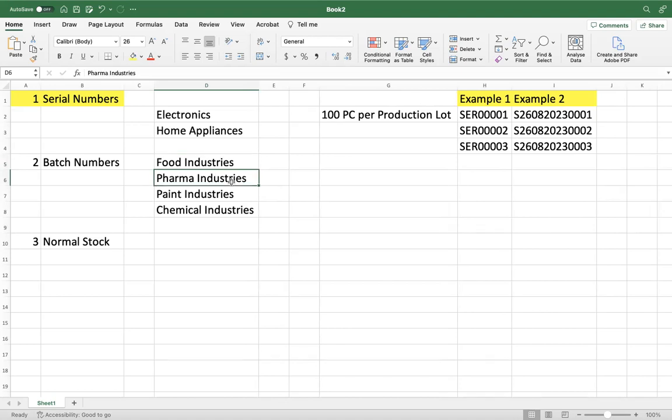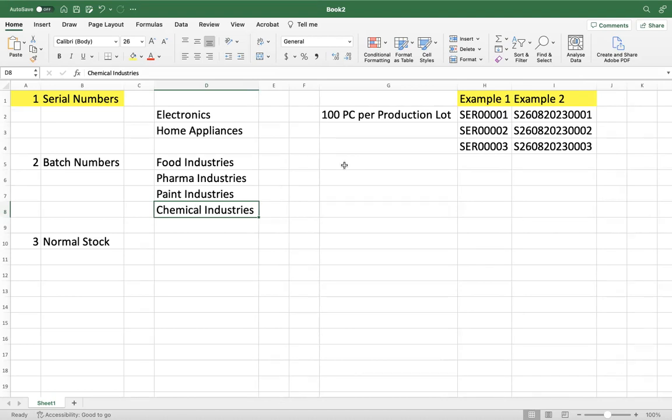Pharmaceuticals, 100%, mostly use batch management. While buying raw material, they want to have a batch, and while making the final product, they make a batch. I worked in the paint industry and supported the pharma industry, and I also thought of one small chemical project. So all of these use batch numbers.